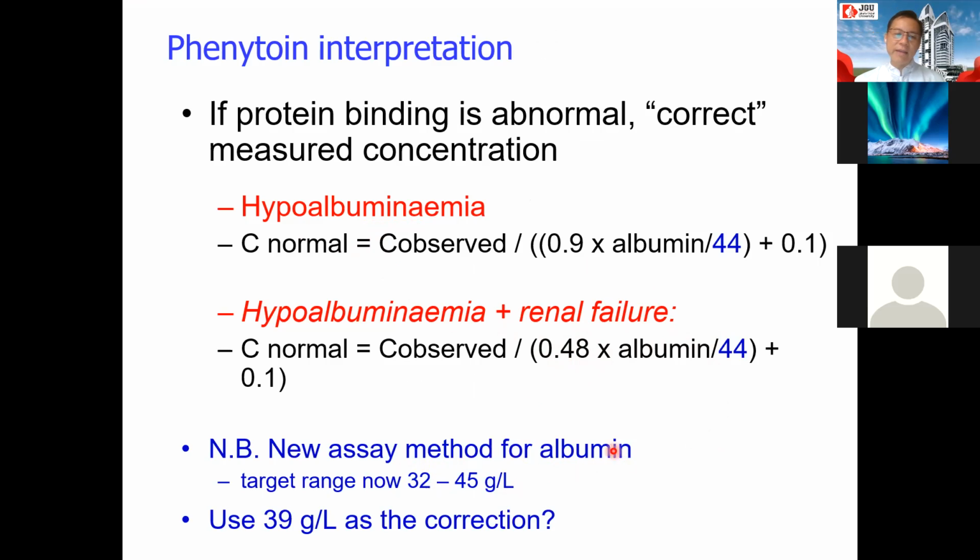So in that case, if you have 32 to 45, it is not 44 here. Yeah, it should be 39, because from 32 to 45, the midline is 39. But people are still not sure whether you should use 39 or 44, because earlier, the albumin is 35 to 50, so 44 is the middle of 35 to 50, understand?